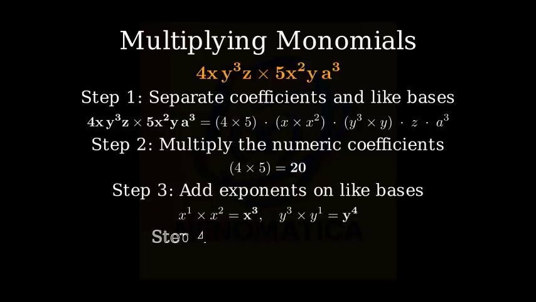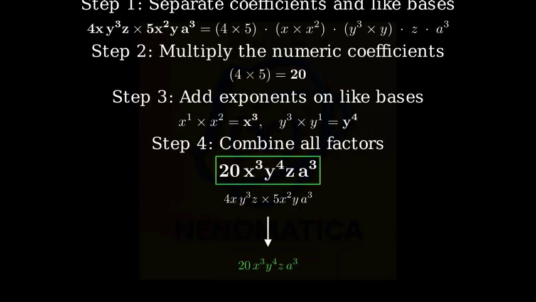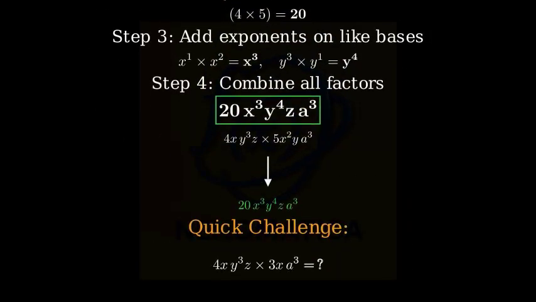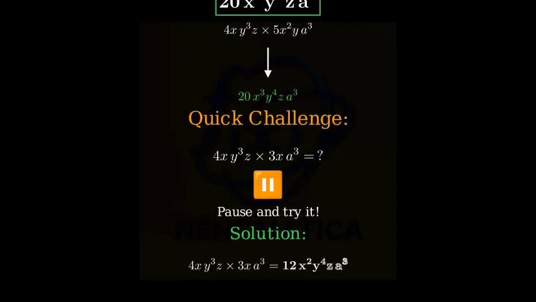Step 4. Now we can combine all factors to get our final answer. 20x cubed, y to the fourth power, z, a cubed. Quick challenge. What happens if you multiply by 3x instead of 5x squared? Pause the video and try it on your own. The answer would be 12x squared, y to the fourth power, z, a cubed.